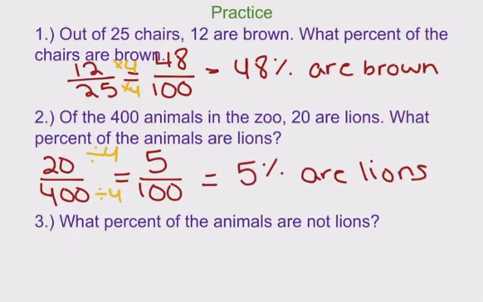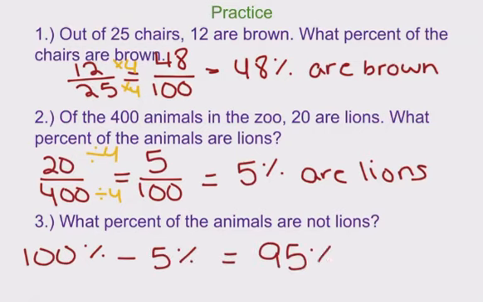What percent of the animals are not lions? We would have to take the 100%, which would be all the animals at the zoo, subtract the amount of the percentage of lions, and we would find out that 95% of the animals at the zoo are not lions.